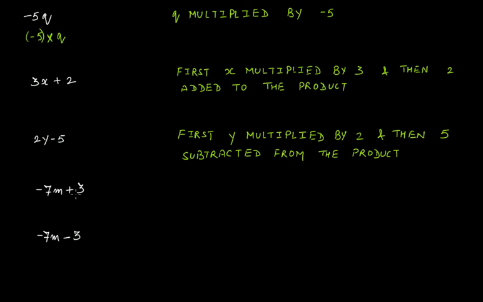I'm leaving these two algebraic expressions for you. Just write what I have told you here, and that is, I'm repeating again, m multiplied by minus 7, then 3 added to the product; m multiplied by minus 7, then 3 subtracted from the product.